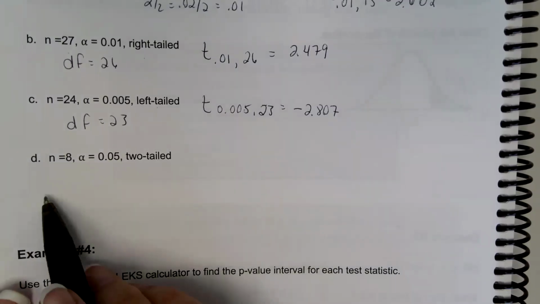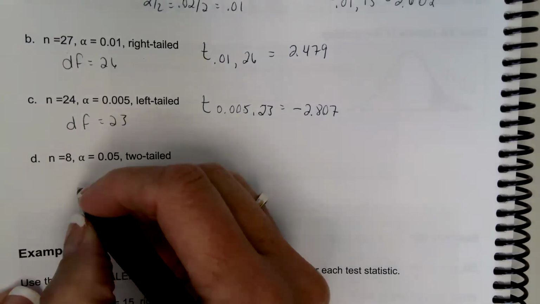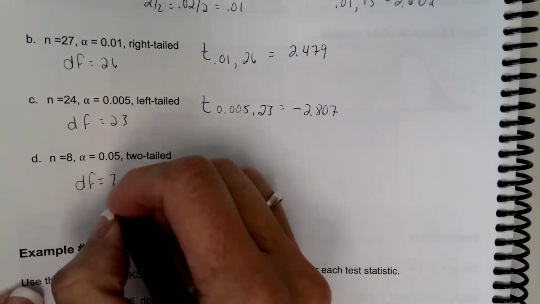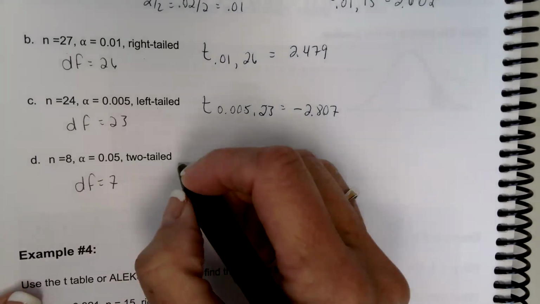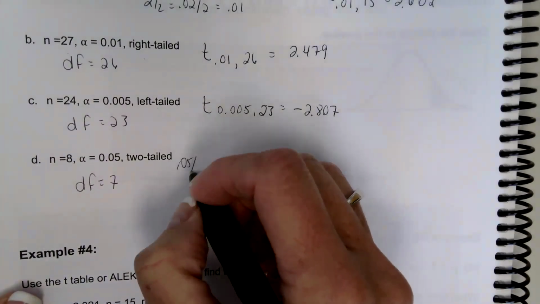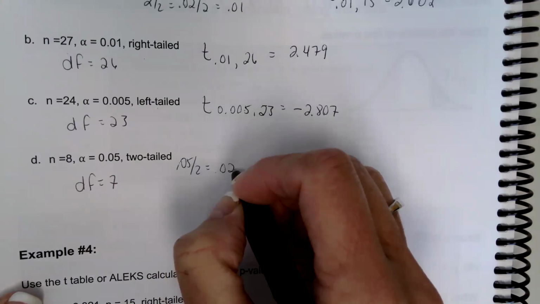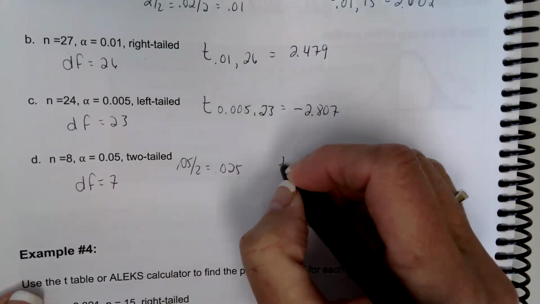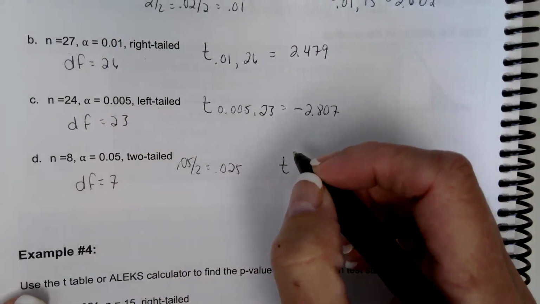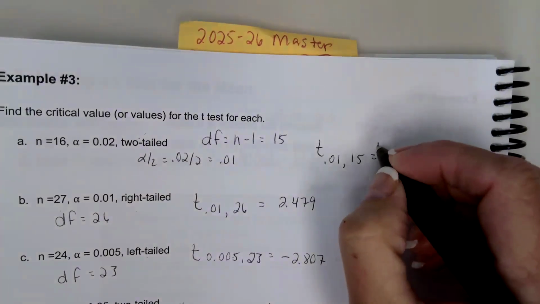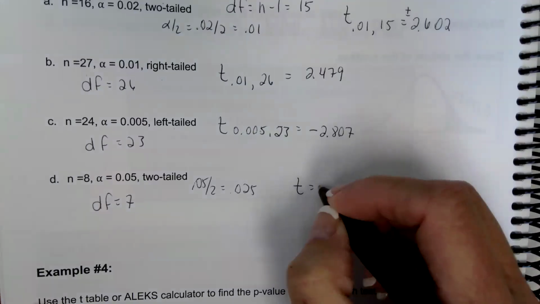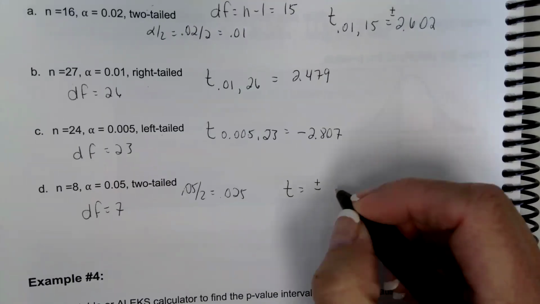And then n equals 8. So we've got a degree of freedom of 7. And alpha is 0.05. It's two-tailed, so we have to do 0.05 divided by 2, which is 0.025. So we're looking at, and this is, our two-tailed up here is plus or minus, because whenever it's two-tailed, there's really two of them. So this is also plus or minus.